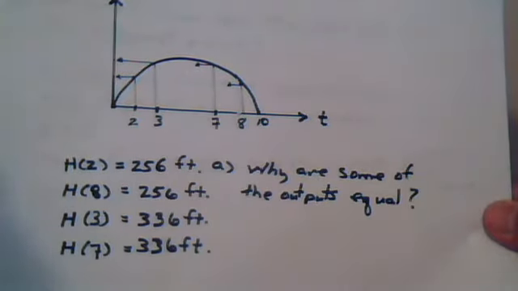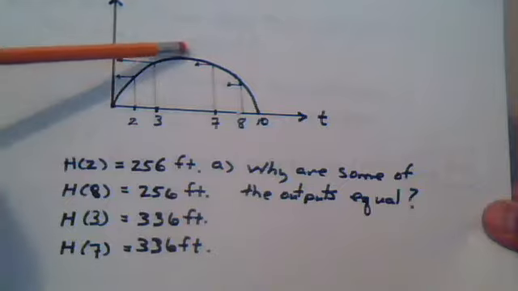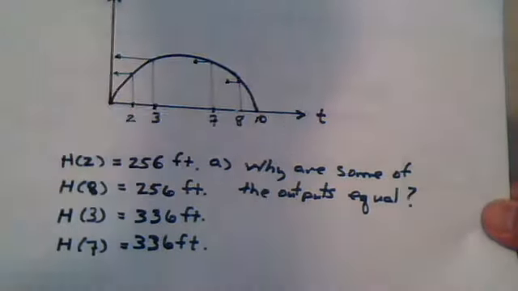Why are some of the outputs equal? Because on its way up, it achieves that height. On its way down, it passes through that height again.